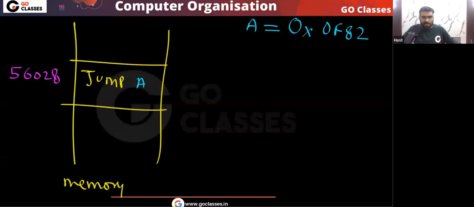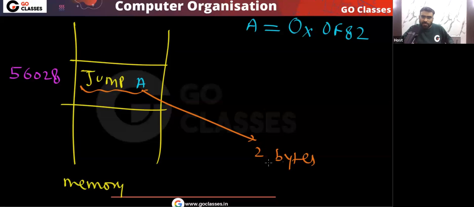This value is given in hexadecimal. Remember, this instruction size is 2 bytes. Yes or no? This instruction size is 2 bytes. So when you fetch this instruction, the PC will point to where?